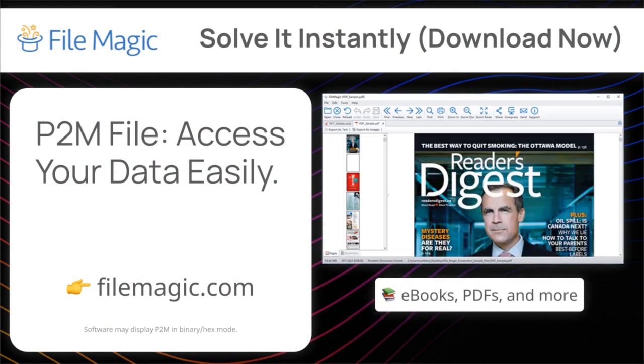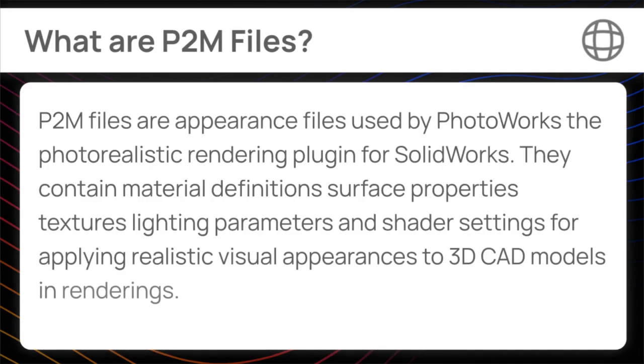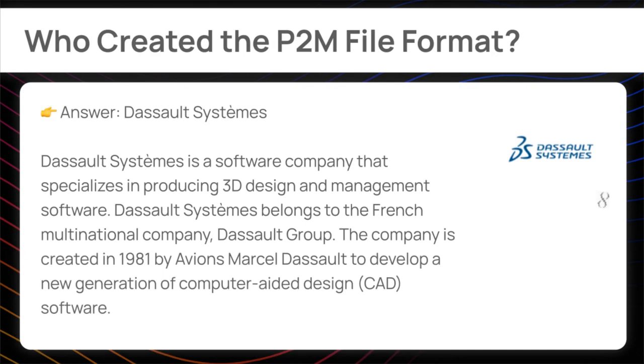My recommendation below. P2M files are appearance files used by PhotoWorks, the photorealistic rendering plugin for SolidWorks. They contain material definitions, surface properties, textures, lighting parameters, and shader settings for applying realistic visual appearances to 3D CAD models in renderings.